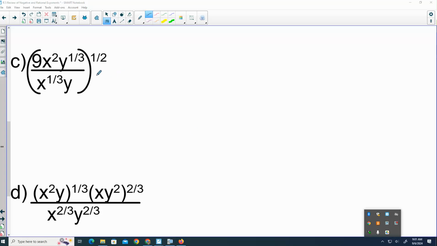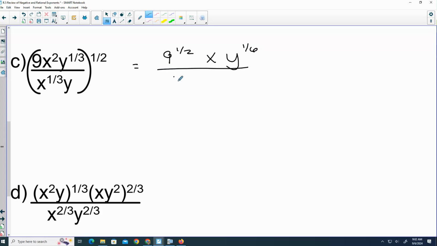There's really two options for where to begin. How many of you took the 1/2 to everything first? Did anyone simplify inside the parentheses first? All right, both options work. You should get the same answer either way. Looks like the majority of you took the 1/2 through. So if I did that, it becomes 9 to the 1/2, x to the first, y to the 1/6. X 1/3 times 1/2 is 1/6, and y the 1/2.